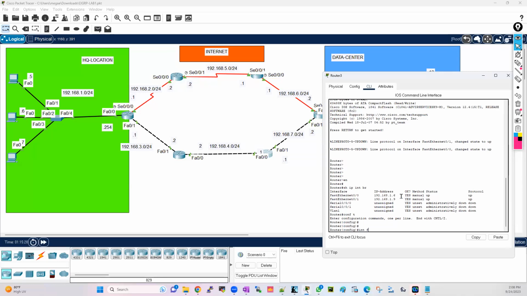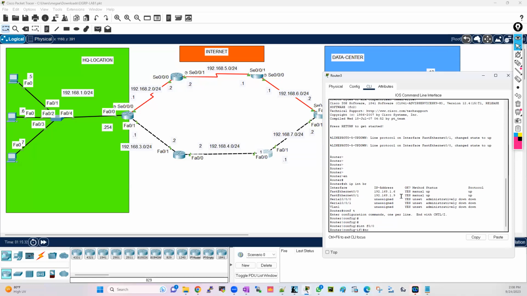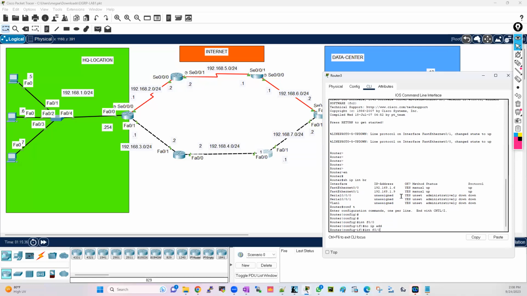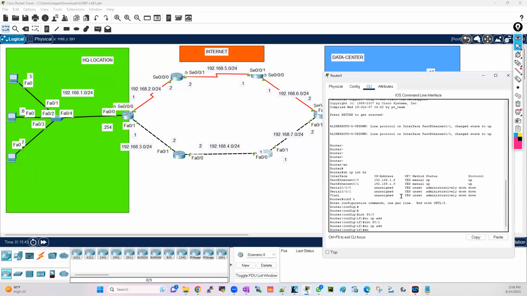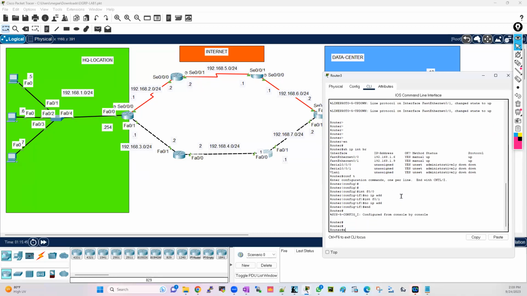Interface F what? F0/0. No IP address. And then the same thing on F0/1. No IP address. End. Exit.